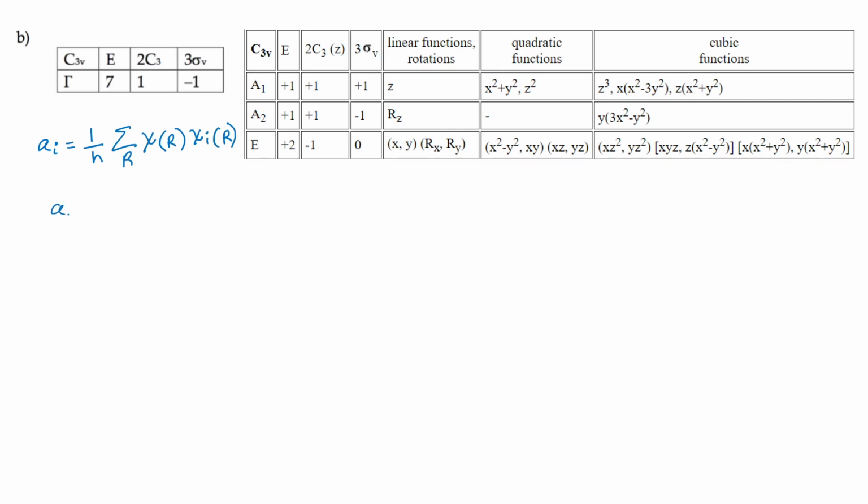Now let us see how many times A1 is going to be there. Here E has a dimensionality of 2, right? So you know the molecular nomenclature. Now see the total number of operations. Actually you can see 3 symmetry elements, or actually 3 classes, but the total number of symmetry operations is 1, 2 C3 and 3 sigma v. So actually it is 6. Total number of symmetry operations is 6.